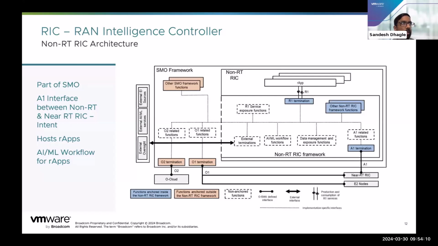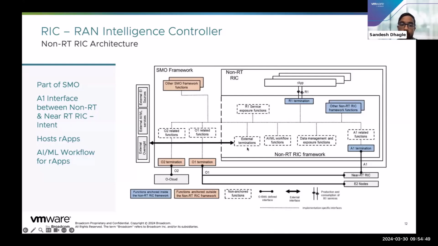And this is not something that exists on slides. This is a reality today. VMware has the industry's leading RIC platform, and we have more than 25 vendors who write the apps for these RICs now. And these are deployed in customer networks already, wherein customers are utilizing these various app components and making the most out of their RAN.